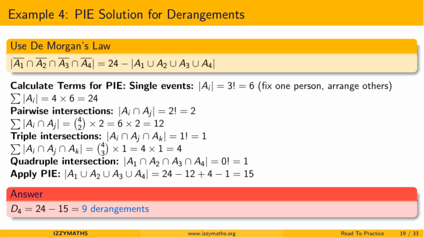For the quadruple intersection, the absolute value of A1 intersection A2 intersection A3 intersection A4 equals 0 factorial equals 1. Applying PIE, the absolute value of A1 union A2 union A3 union A4 equals 24 minus 12 plus 4 minus 1 equals 15. Therefore, D4 equals 24 minus 15 equals 9 derangements.